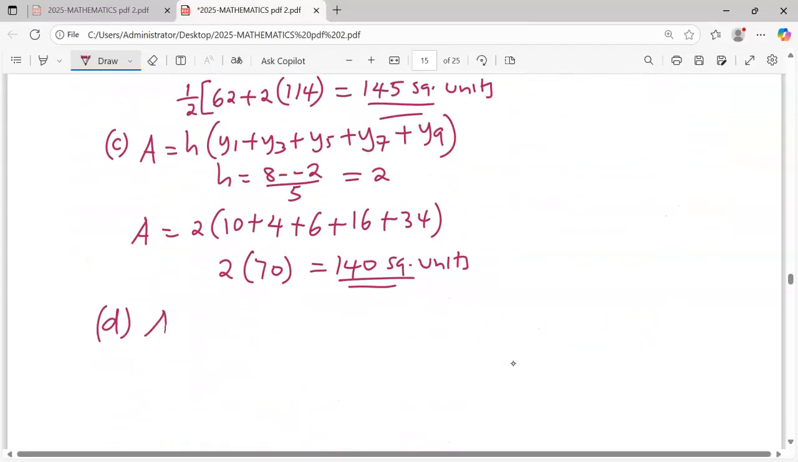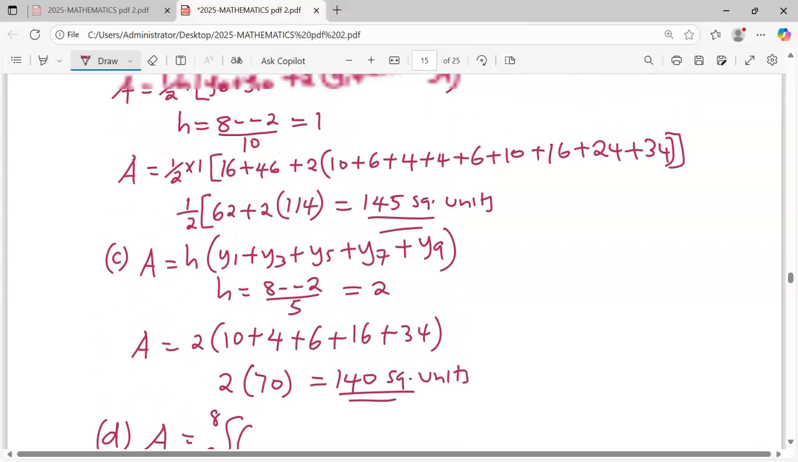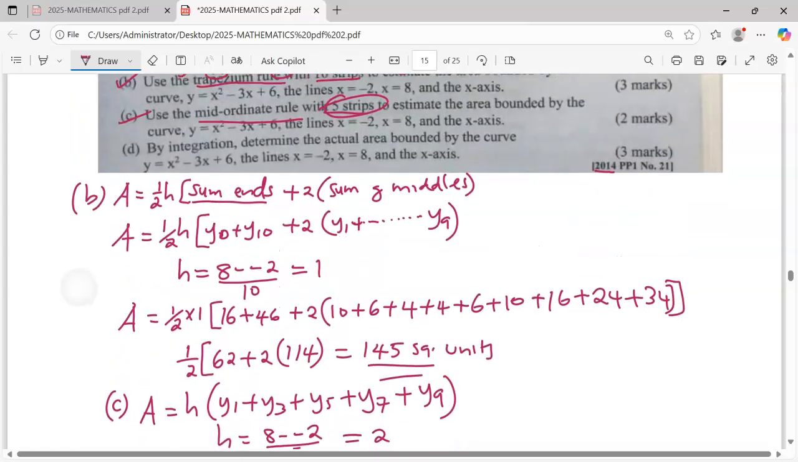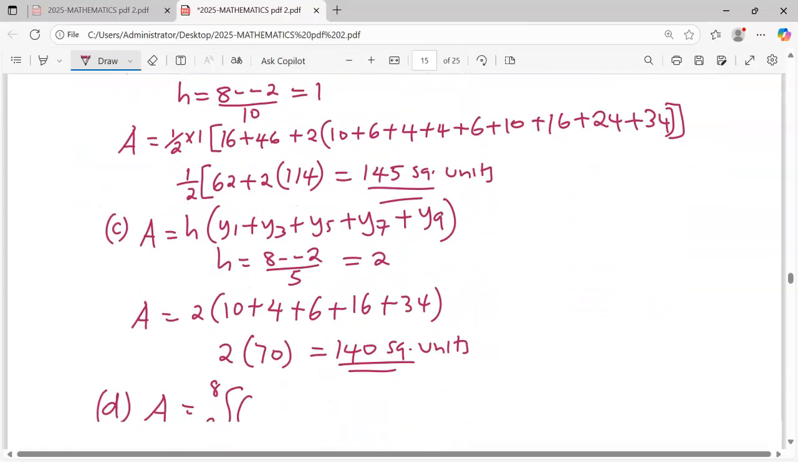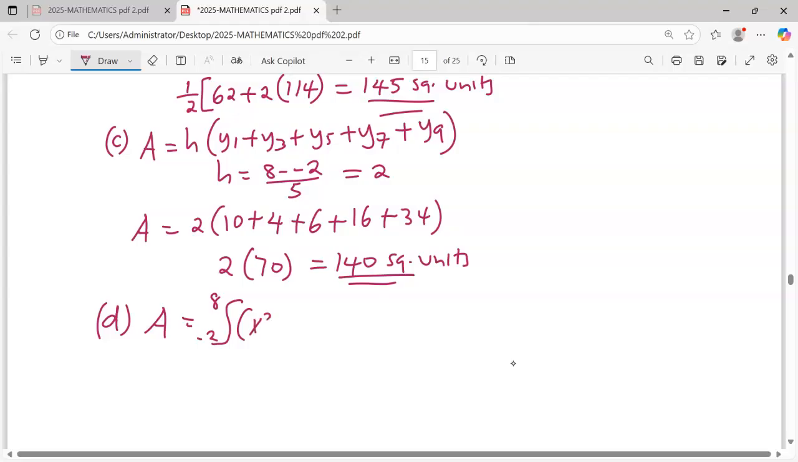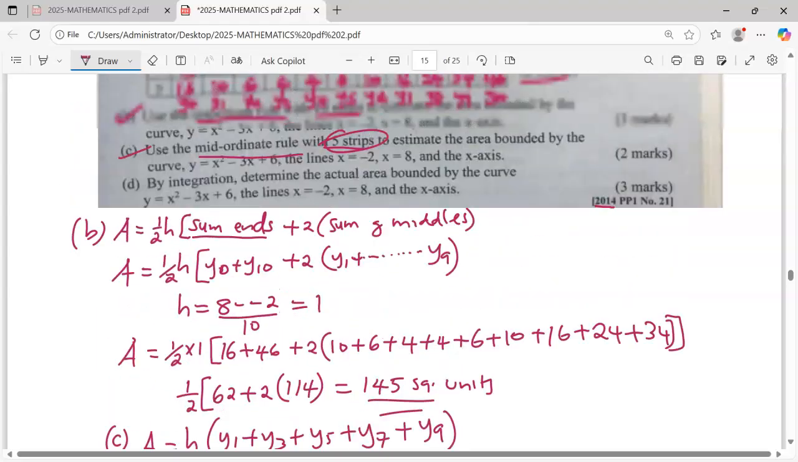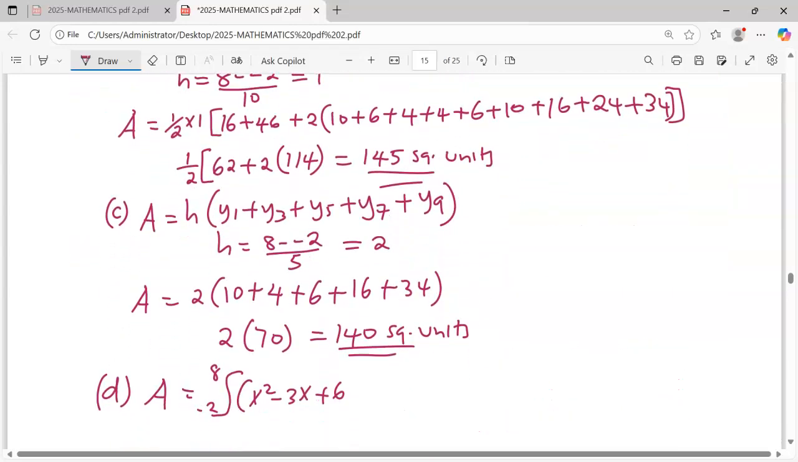So area will be obtained by integrating the given function. The limits are between 8 and -2. Again, now what we are going to do, we are going to integrate x squared minus 3x plus 6, and we are going to integrate the function y with respect to x.